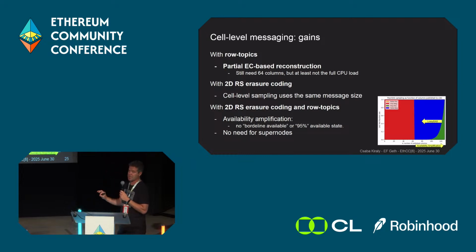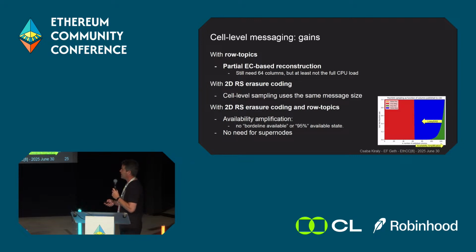If we just have row topics, this just means that we can start to do it. We are reducing the CL load. If you are a full node, a supernode, which is having all the columns, you don't have to put in the CPU to actually do all the reconstruction. You can just reconstruct a few rows and start to message those. And you can distribute the load in the network with this.